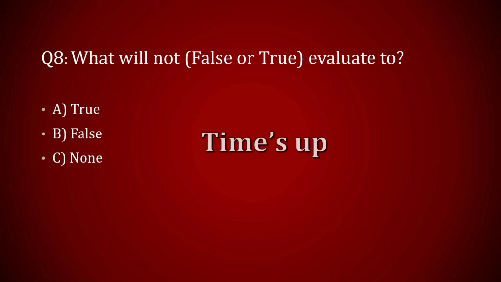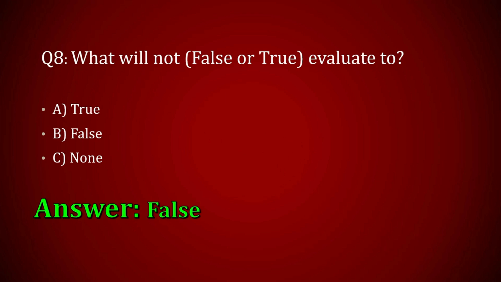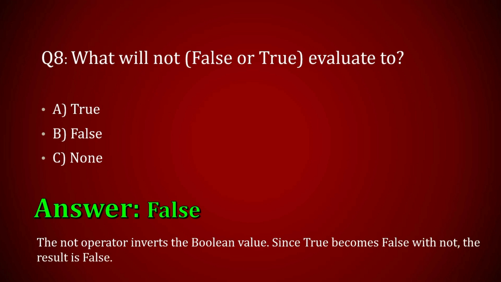Time is up, guys. Let's reveal the answer. The answer is false. Let's see why. The not operator inverts the Boolean value. So whatever answer we get in this particular parenthesis will be reversed using not. Simple, right? So we have the or operator. We have false or true, which evaluates to true. The expression evaluates to true. Now what is not of true? Basically the reverse of true, which is nothing but false. So the answer is false, which is option B.